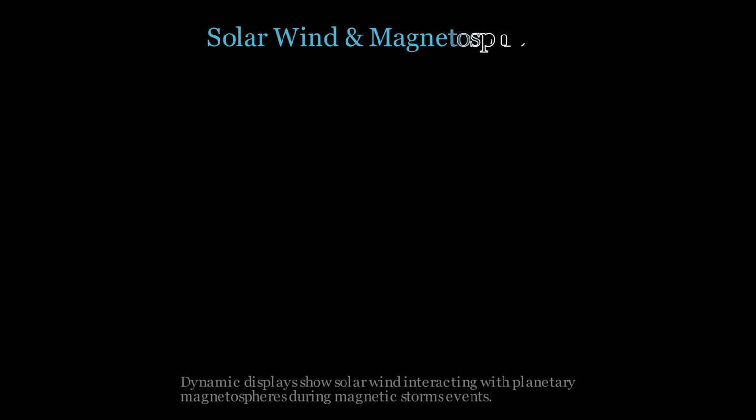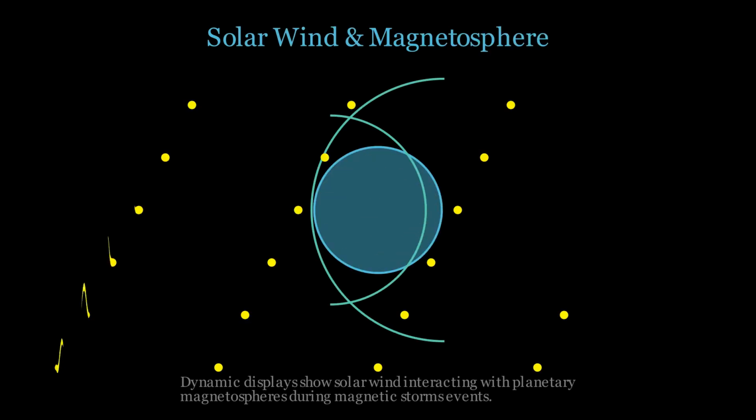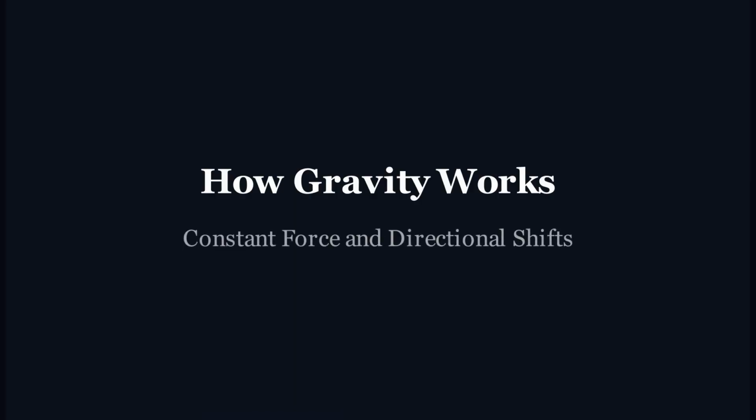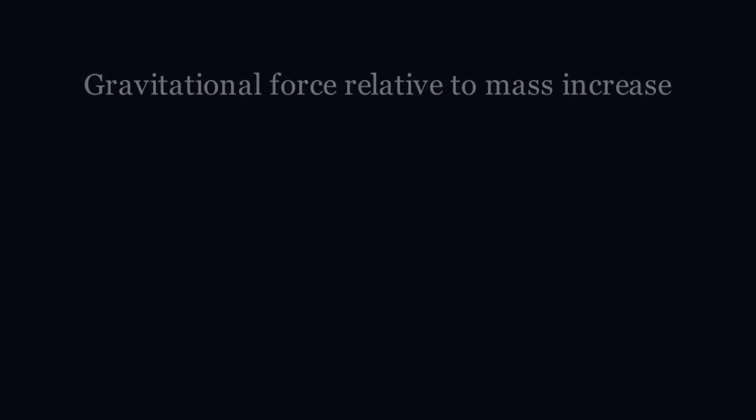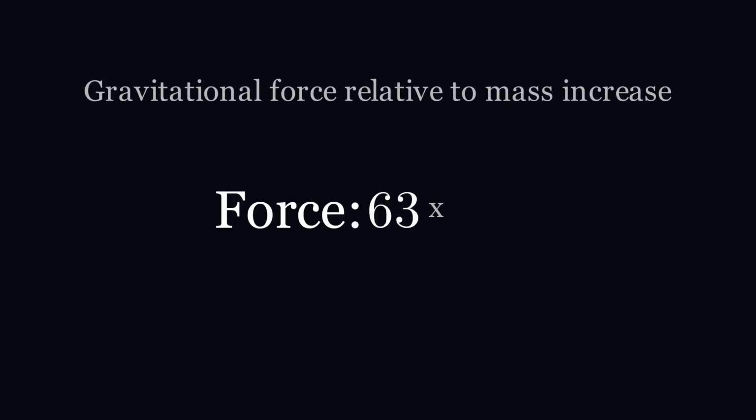Dynamic displays show solar wind interacting with planetary magnetospheres during magnetic storms events. Gravity remains constant regardless of speed, but changes direction when objects move away from each other. The strength of gravity depends on both the total mass and how far apart the masses are located.